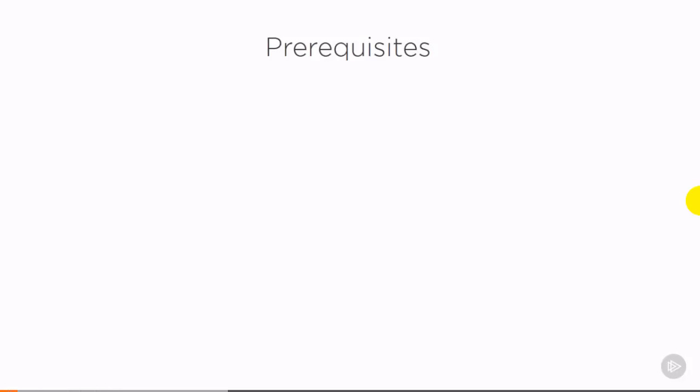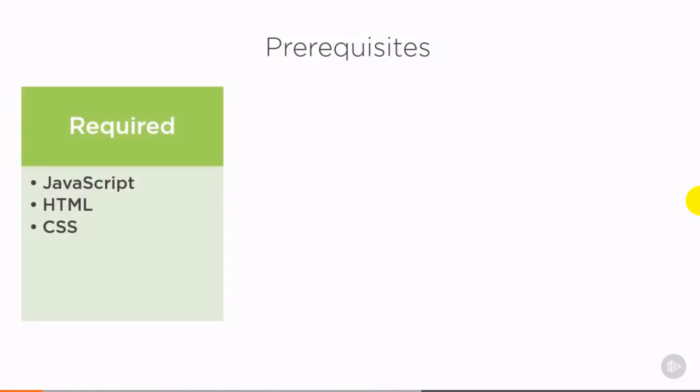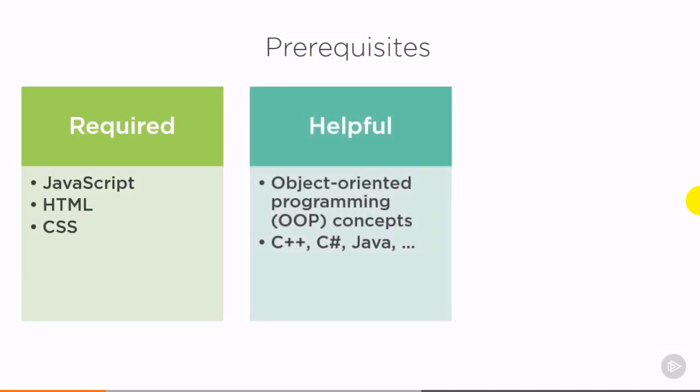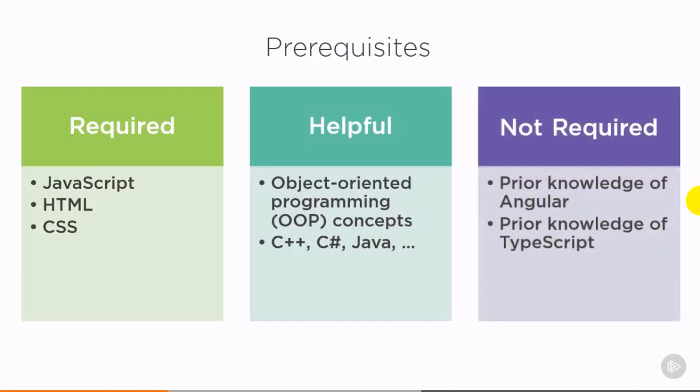First are the prerequisites. This is a beginner-level course, but this course assumes you have some basic knowledge of JavaScript for code, HTML for building the user interface, and cascading style sheets or CSS for styling. You don't have to have much experience, but a working knowledge of each will help you get the most from this course. Though not required, it is helpful if you have had some exposure to object-oriented programming concepts, maybe through coding with C++, C#, Java, or PHP. But if you don't have any exposure to OOP, that's okay. You do not need any prior knowledge of Angular, Angular 2, or TypeScript. We'll cover what you need in this course.